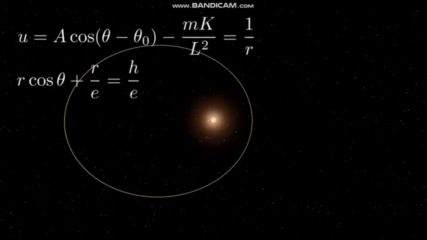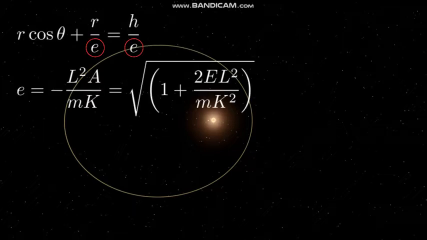Jokes aside, we can use these two formulae to obtain an equation for the eccentricity of the orbit. That's the e in that equation earlier. We find that the eccentricity is specifically dependent on the energy of the orbital system. But more on that later.